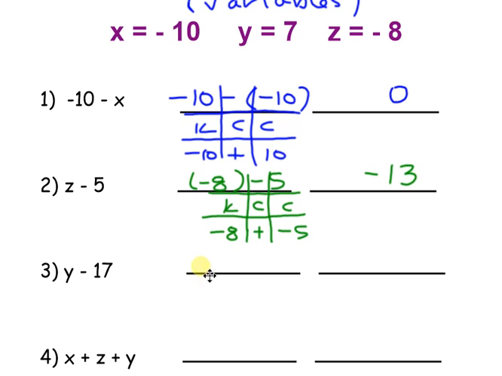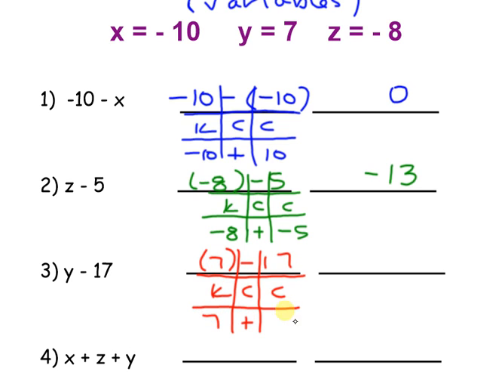All right, here I have y, which is 7 minus 17. And so I'm going to set up my tic-tac-toe board, put my keep, change, change. Now I'm going to keep my 7, change my minus to a plus, change my +17 to a -17. Here I have two different signs, so I'm going to ignore the signs, subtract the two numbers. 17 minus 7 is 10. My bigger number is 17, it's negative, and so my answer will also be negative.